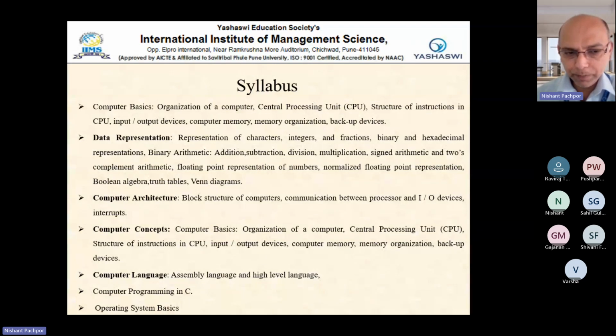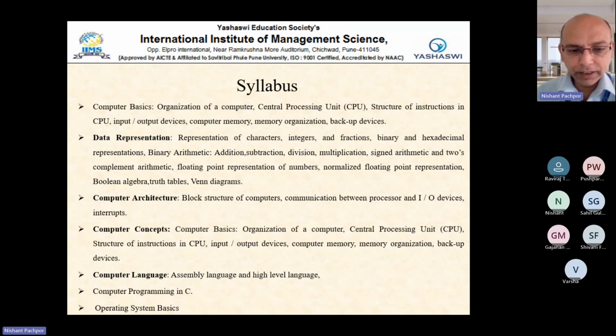Computer architecture: in that they again cover the block diagram of a computer, and communication between the processor and IO devices. Then after that, computer concepts, and then these are repeated again. And then finally, computer language.